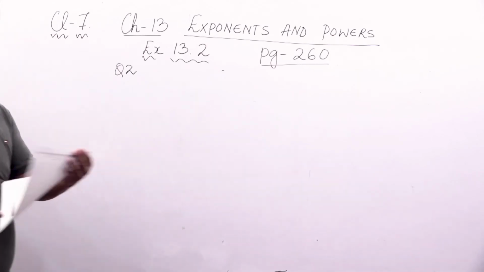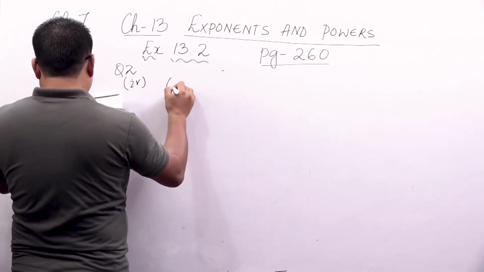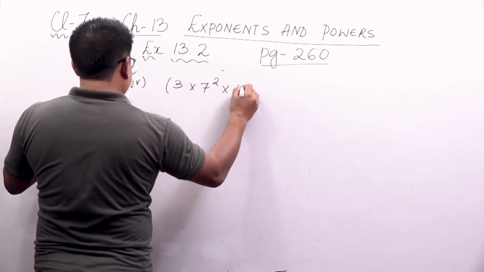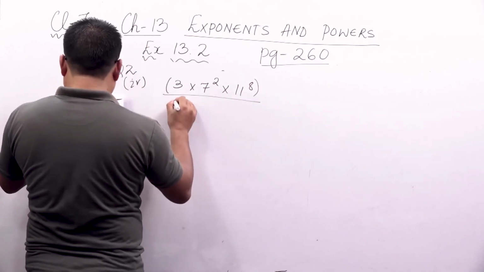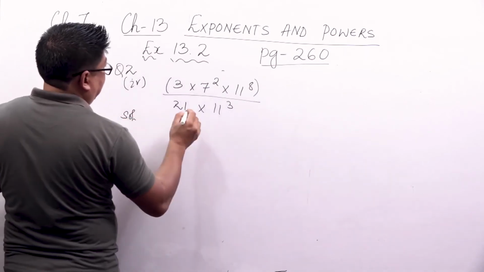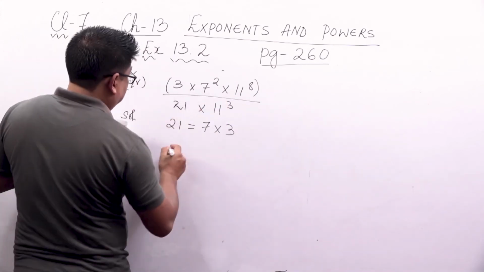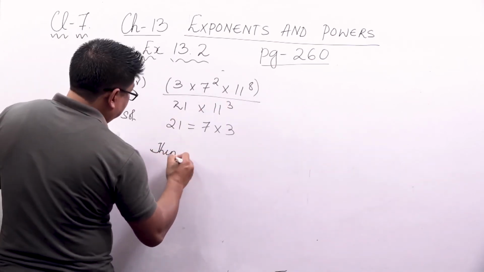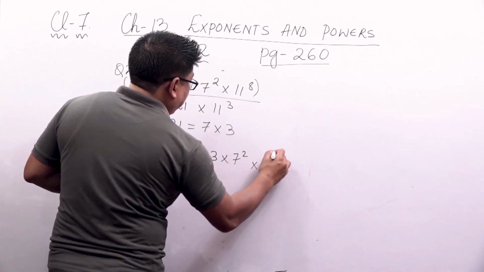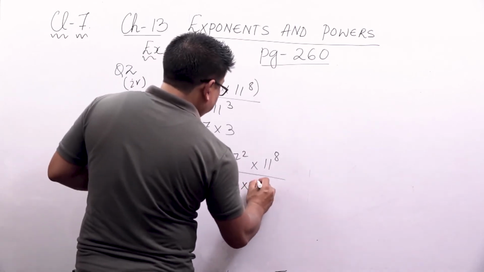All right? Let's do question number 4. I'll skip question number 3. All right. 3 into 7 to the power 2 into 11 to the power 8 by 21 into 11 to the power 3. So we can write 21 as 7 into 3. Okay? Therefore, this expression will become 3 into 7 to the power 2 into 11 to the power 8 by, in place of 21, I'm going to write 7 into 3 into 11 to the power 3.